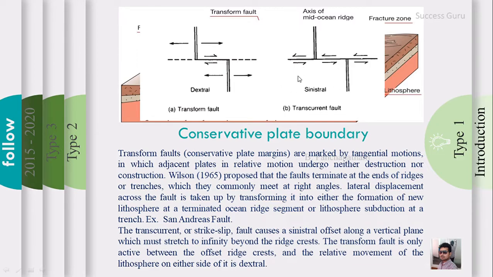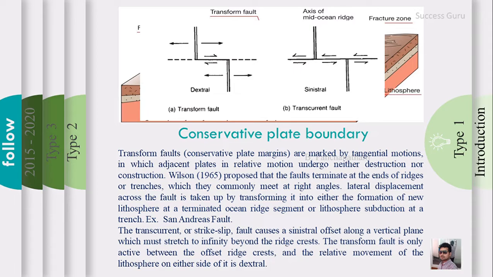So this is sinistral movement, that is anti-clockwise movement, and this is a clockwise movement, that is also called a dextral movement. So this transcurrent fault should not be confused with the transform fault, and that's why I am explaining this here. The conservative plate boundary only deals with the transform fault. The transcurrent fault will not come under this heading. Okay, so this is type 1.